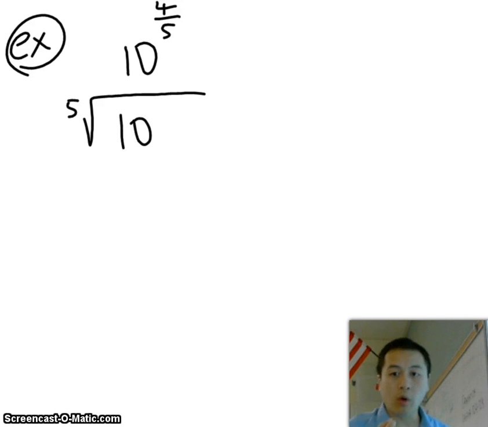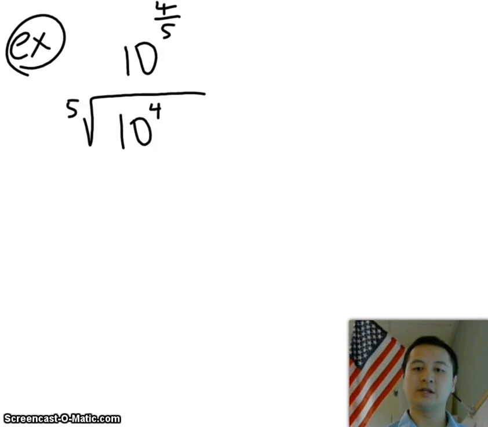But what about the 4? The 4 is how many times I have to multiply the 10 by. So 10 to the 4th power. So this is how you write this: the 5th root of 10 to the 4th power. Just rewriting it so we can simplify it.